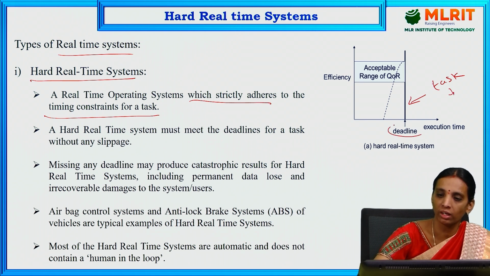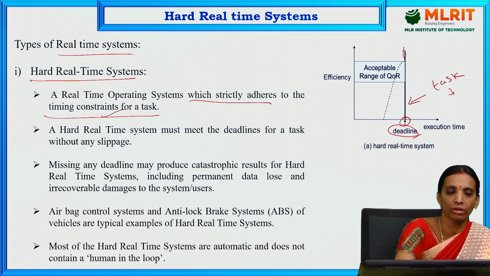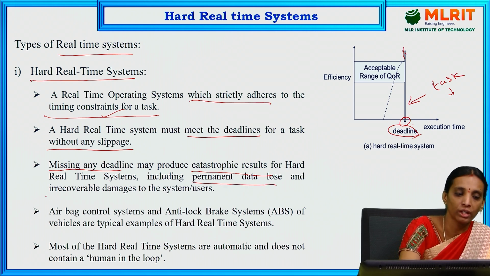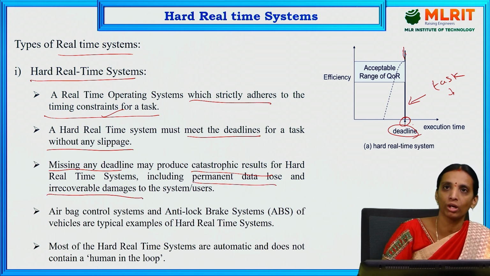Here it is the deadline. Whatever deadline is given for that particular task, the task will be completed within that time only. So it strictly adheres to the time constraints. It must meet the deadlines for a task without any slippage. Missing any deadline may produce catastrophic results, such as permanent data loss or irrecoverable damage to the systems or users.